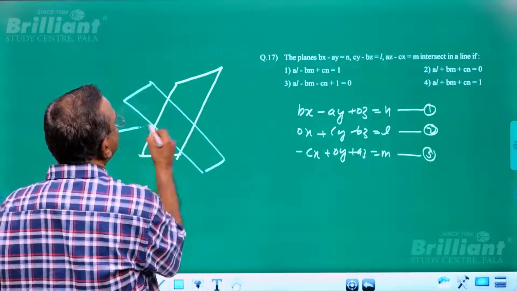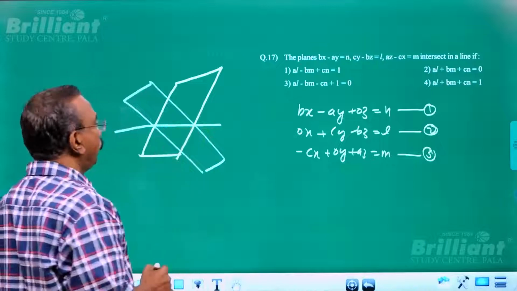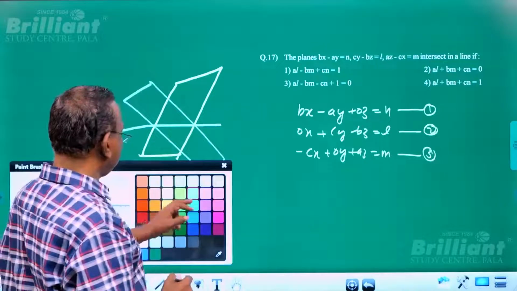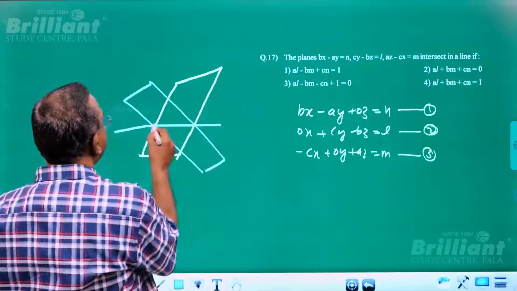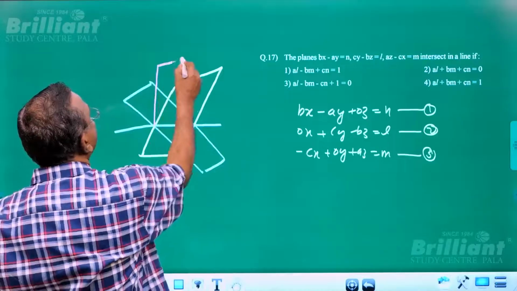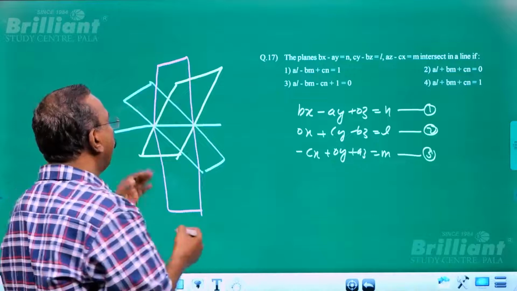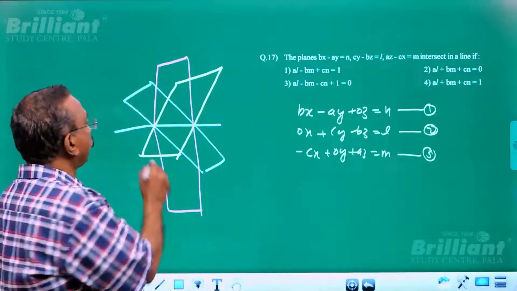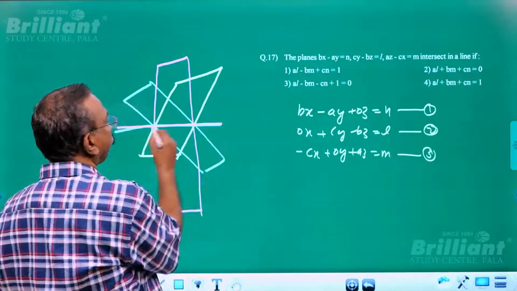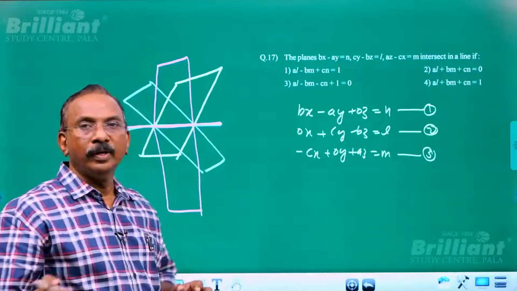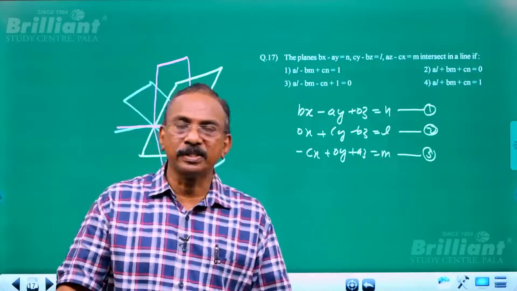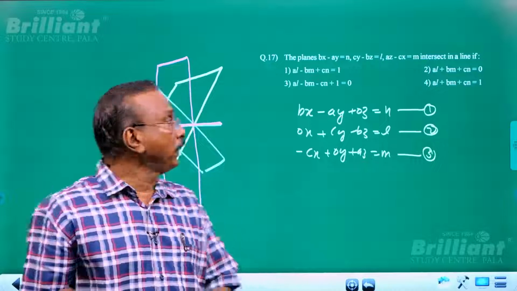So definitely there is a line through both of them. Now, one more plane is there, which is containing these two lines. I mark it here. So definitely the three planes pass through a common line. That's very interesting. You know how to find the plane.